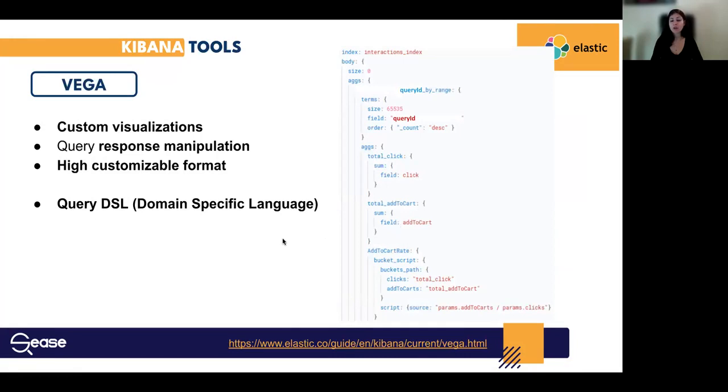Finally, the most complex visualization type we use is Vega. This editor allows users to create highly customized and interactive visualizations. You can write Elasticsearch queries manually using the query domain-specific language and manipulate the obtained response. So you can manage the result and decide how to plot it.